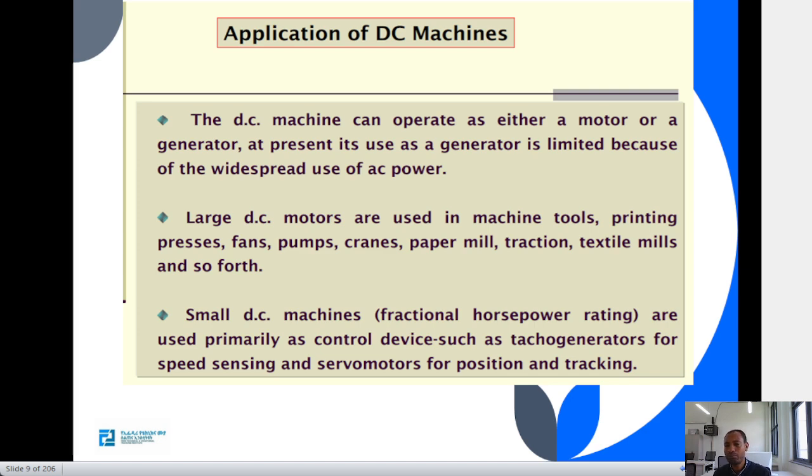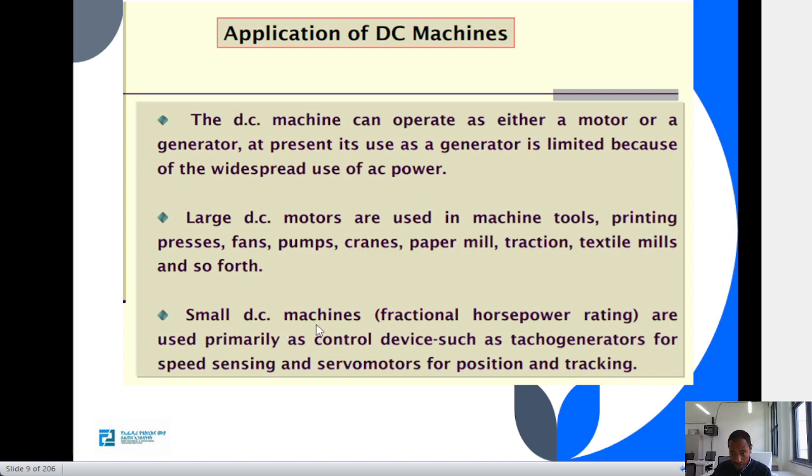The next point is the application of DC machines: where we need to apply them. DC machines can be operated as a generator or a motor, like we said previously, and they are applicable for different applications. Generators are quite limited, but motors still have a wide range of applications. Large DC motors are used in machine tools, printing presses, fans, pumps, cranes, paper mills, traction, and so on. Many DC applications are there today in industries.